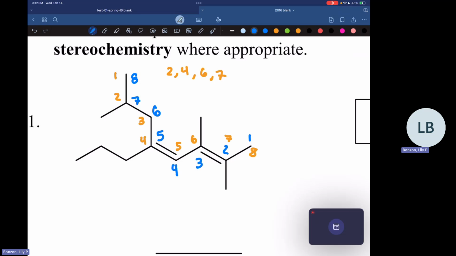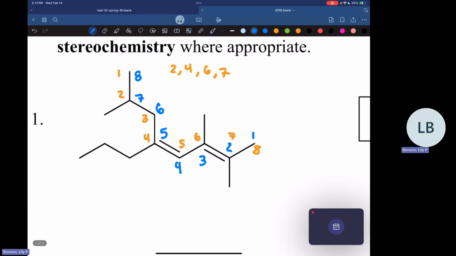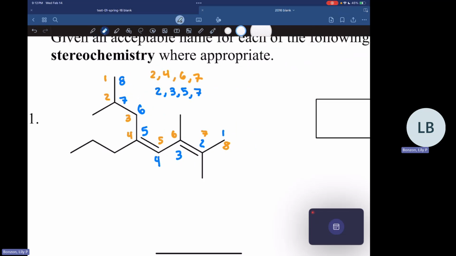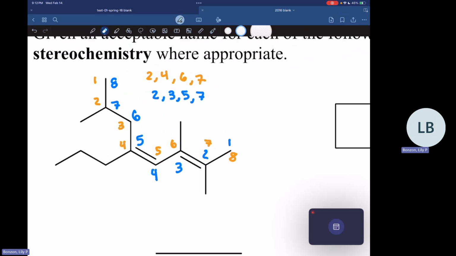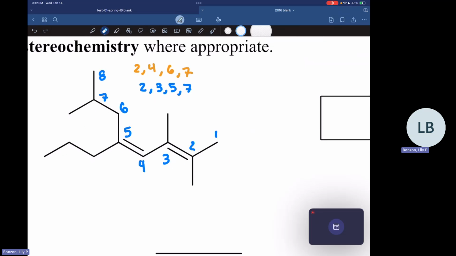If we're looking at the blue numbering, we can get a methyl group on carbon 2, a methyl on carbon 3. We have our propyl on carbon 5, and another methyl on carbon 7. So since the blue numbering overall gives us lower numbers, we're going to go with that as our parent chain direction. I'm just going to go ahead and erase the orange numbering so we don't confuse ourselves.